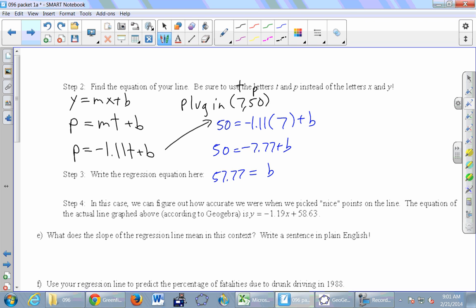I got B is 57.77. Yes, no, maybe? Yes. Okay, and so then I think we're ready to put everything together and come up with our final equation. P equals negative 1.11 T plus what? 57.